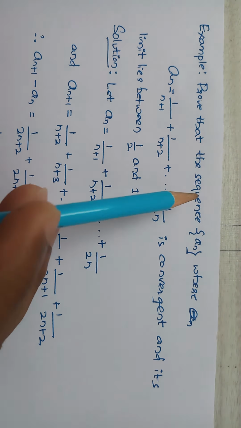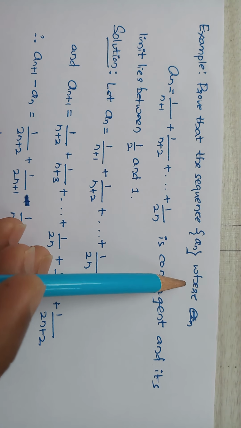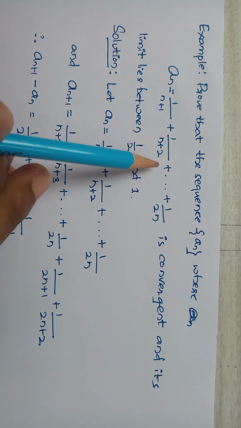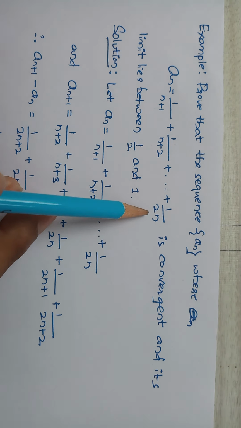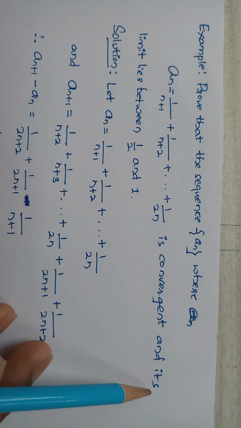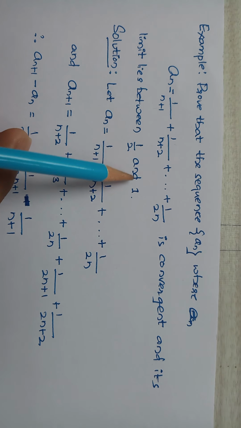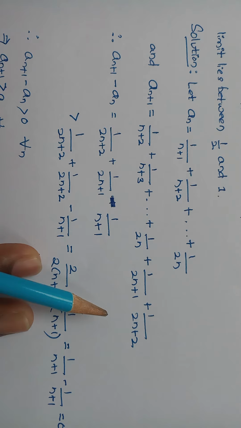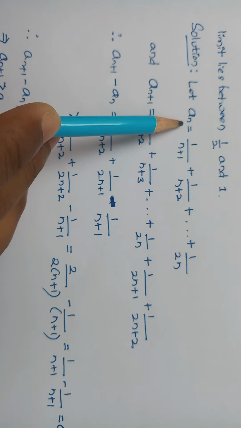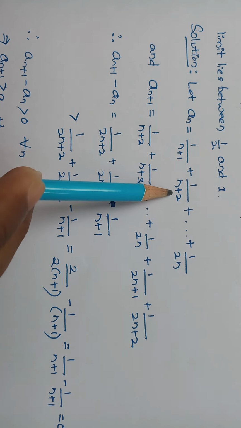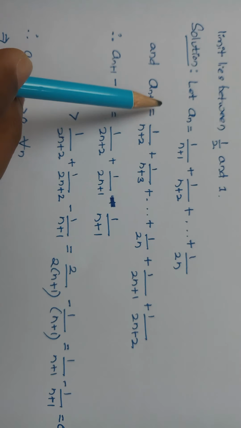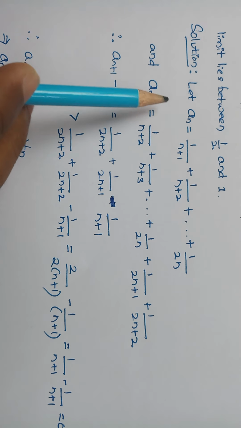So next example is: prove that the sequence a_n, where a_n is equal to 1 divided by n plus 1, plus 1 divided by n plus 2, plus so on, up to 1 divided by 2n, is convergent and its limit lies between 1 by 2 and 1. So here the solution for this: let a_n be equal to 1 divided by n plus 1 plus 1 divided by n plus 2 plus so on 1 divided by 2n. This is given data. So here I am replacing n by n plus 1.